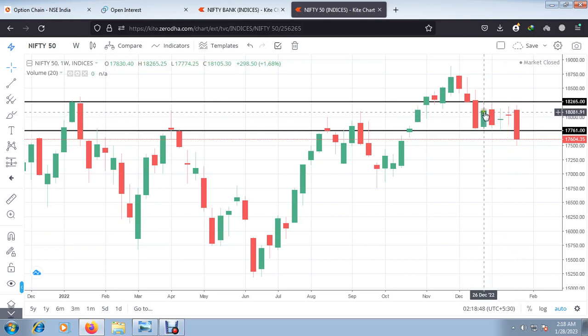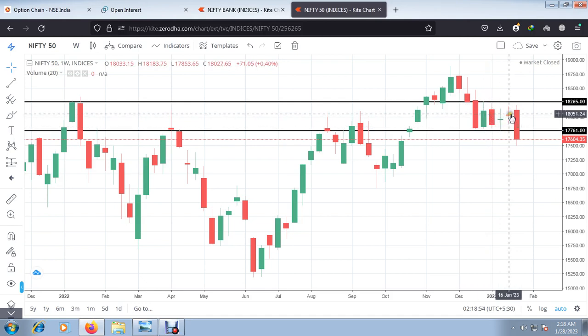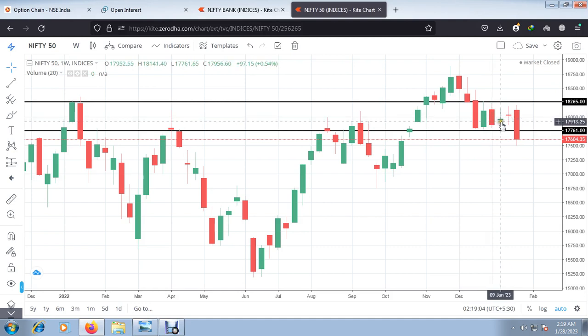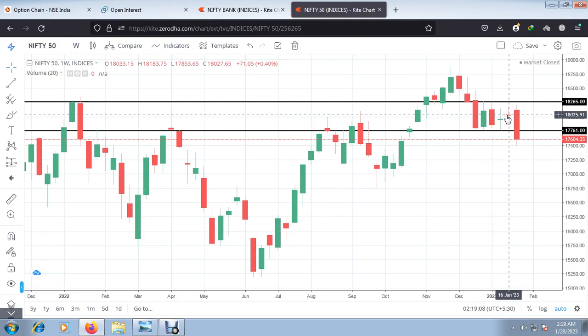For the last 5 weeks it was inside this range. So I just marked the high value of this range and the low value of this range. Among these four candles, I have taken the highest value. This first green candle has 18,265, the second one has 18,251, the next one has 18,141, and the next one has 18,183. So we got 18,265 as the highest value.